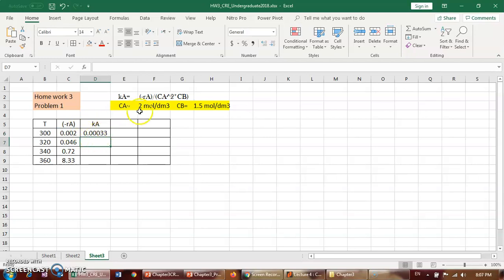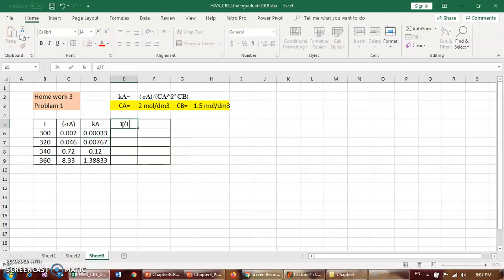Also the Ca value and the Cb value are written here, and the Ka value is directly calculated, right? And we can just copy with Ctrl C and paste for the rest of the values of R, and you'll get all the values of Ka for this reaction at different temperatures. So now we will try to generate the Arrhenius plot. The x-axis is 1 upon T and the y-axis is ln of K, and then we make the plot out of it, right?